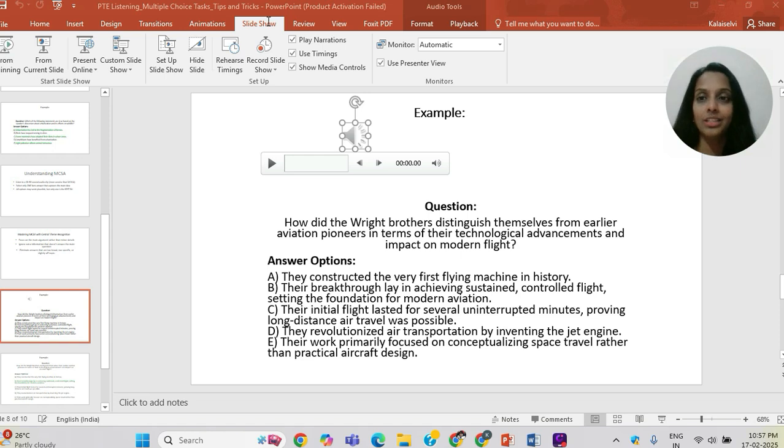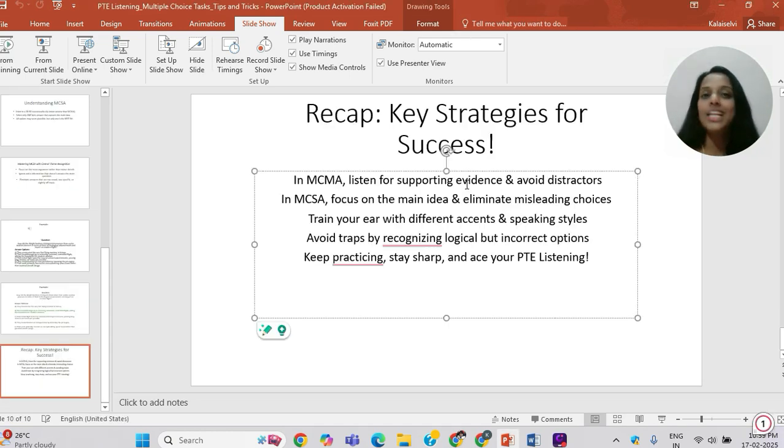So what is the correct answer then? The correct answer is answer B. Their breakthrough lay in achieving sustained control flight, setting the foundation for modern aviation. The key phrase in the question is distinguish between themselves from earlier pioneers, which means we need to identify what made the Wright brothers different. Here, this sentence and the passage it clearly states that many inventors attempted flight, but they failed to control it. The Wright brothers' three-axis control system enabled pilots to maneuver the aircraft effectively, which became the basis of all modern airplanes.